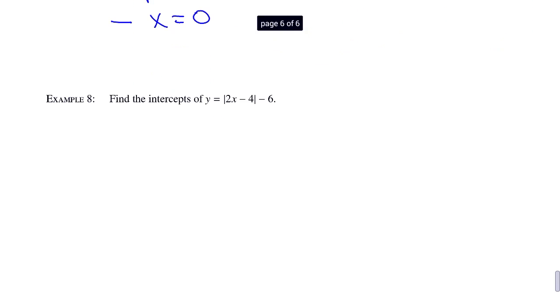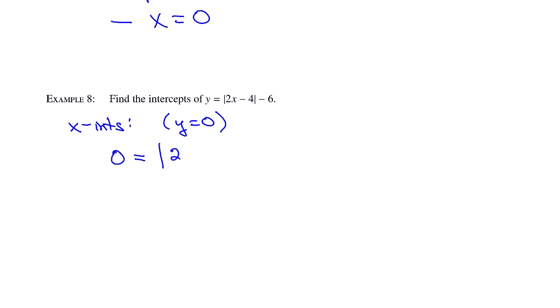In example 8, find the intercepts of y equals the absolute value of 2x minus 4, minus 6. When it says find the intercepts, it means both the x and the y. Let's start with the x. So the x-intercepts are when y is equal to 0. So I'm simply going to substitute y equals 0 and solve for x. So we get 0 is equal to the absolute value of 2x minus 4, minus 6. I'm going to move the 6 to the left, so we get 6 is equal to the absolute value of 2x minus 4.